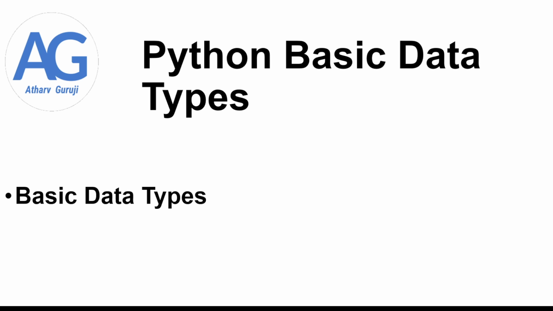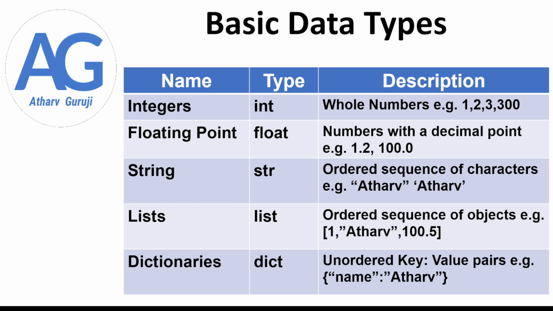So let's get started. So see here, first data type is integers. Type is int and in description you see here whole numbers. So for example, we can assign value here in integer 1, 2, 3, 300, 500, etc.